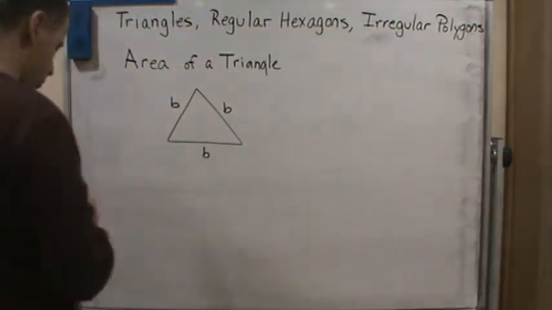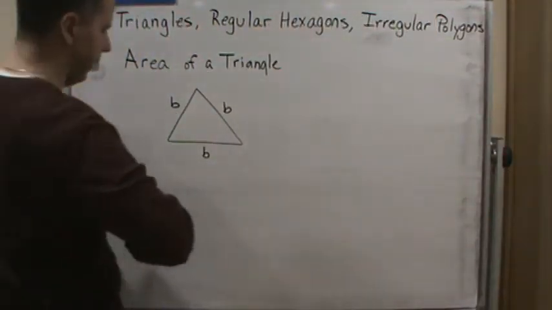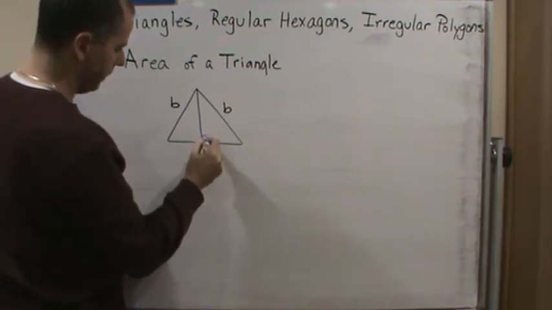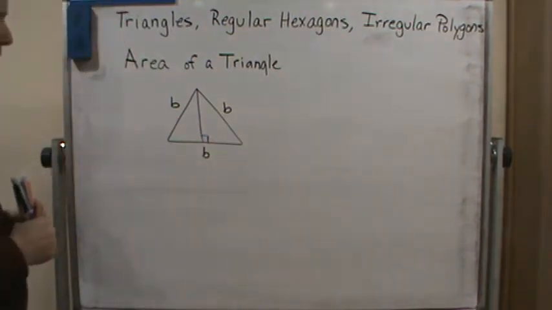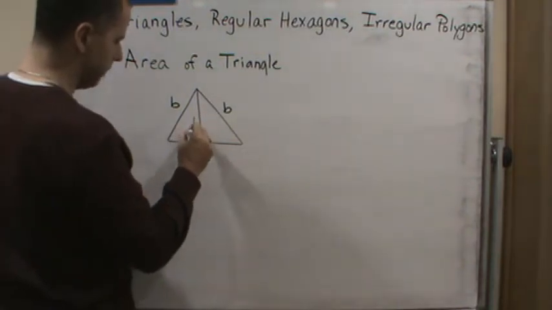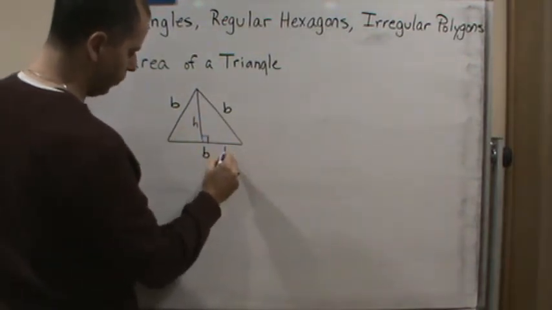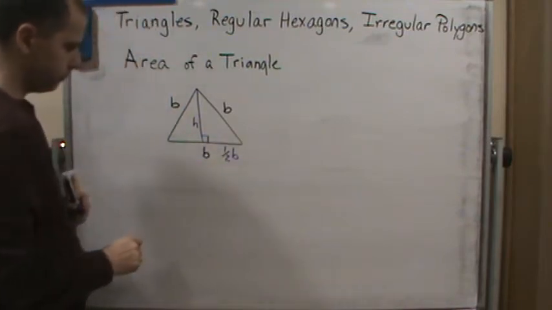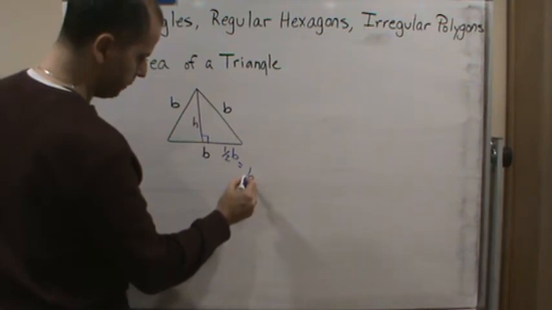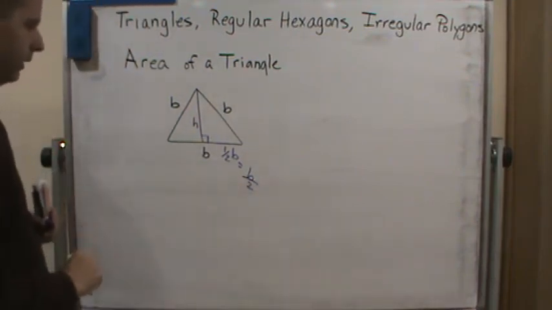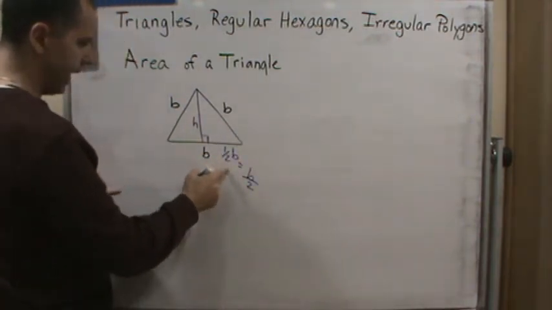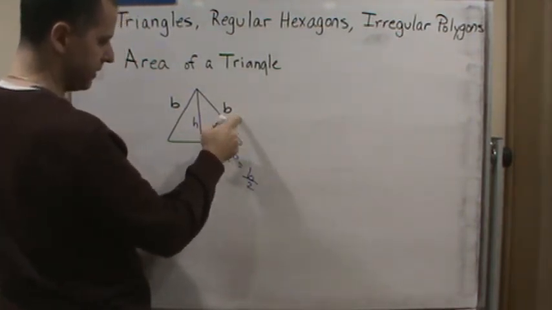So what I'm going to do is draw the altitude from, and it doesn't matter which vertex since it's an equilateral triangle. So I'm going to draw the altitude here. So this is going to be the height, right? And so again, this is going to be 1/2 the base, right? Or just b over 2. And now I've got 1/2 the base times this side, right?